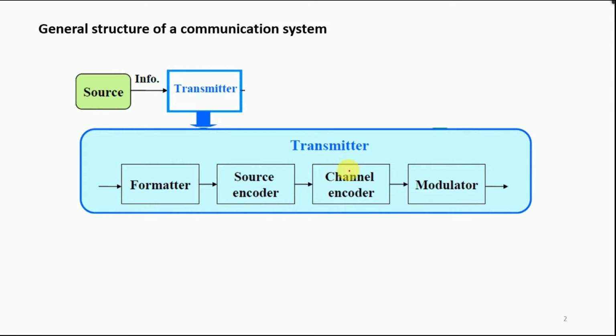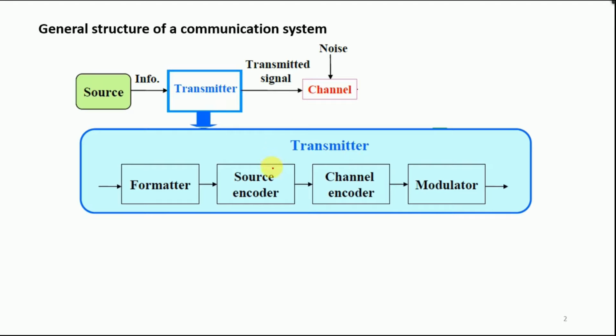Preceding that block is a channel encoder. What it does is it looks into a channel which is impaired by noise, and it adds useful redundancy in the data. For example, if you are sending a message of 3 bits, the channel encoder looks into the channel environment, and instead of sending 3 bits, it may send 4 bits, where the fourth bit could be a parity bit.